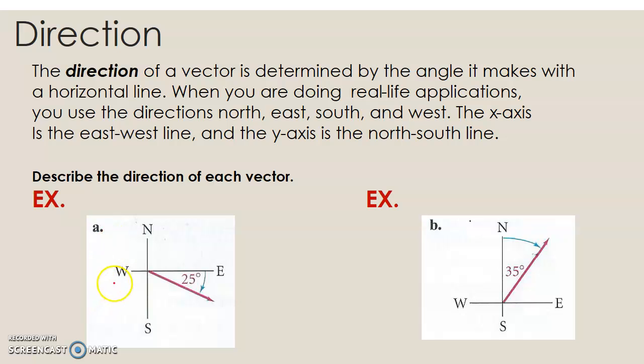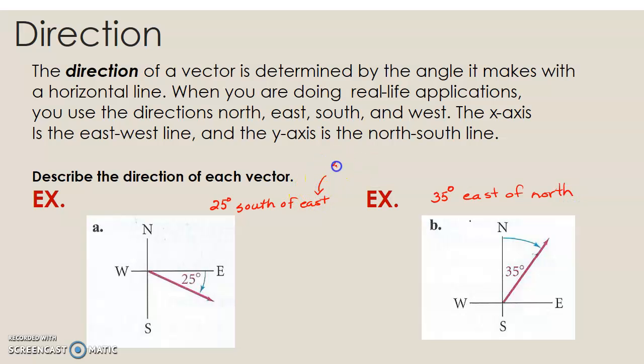So if you're describing the direction of each vector here, this is 25 degrees south of east. So in the east direction, you're going south. It's 25 degrees south of east. This one right here is going in this direction from the north. So you're going to say 35 degrees east of north.